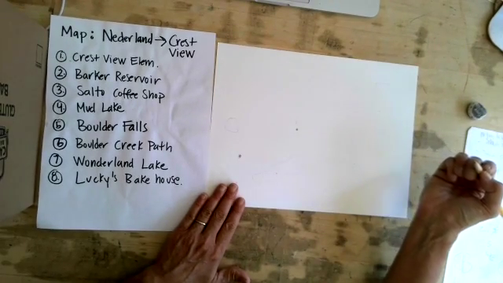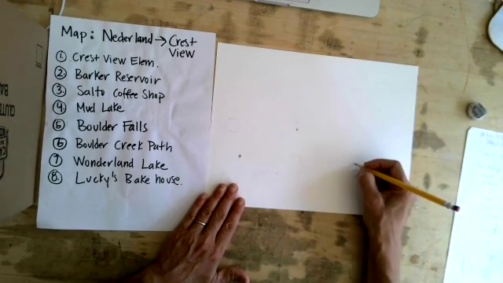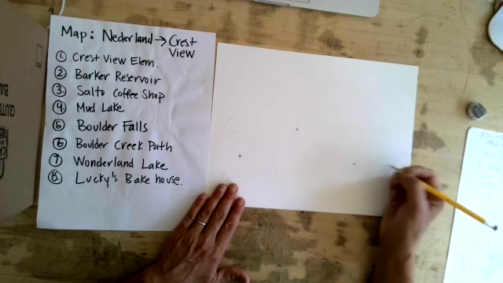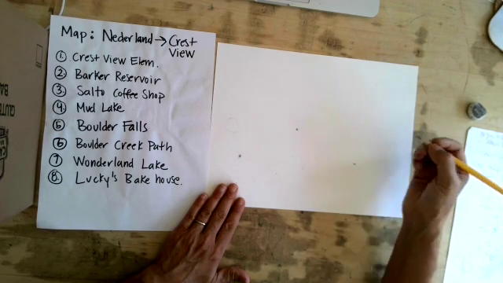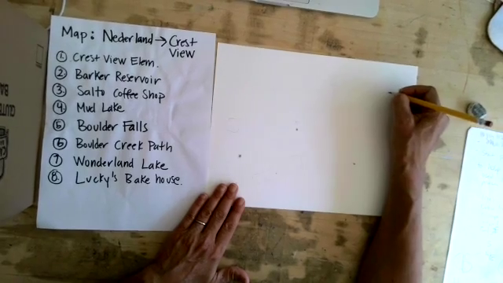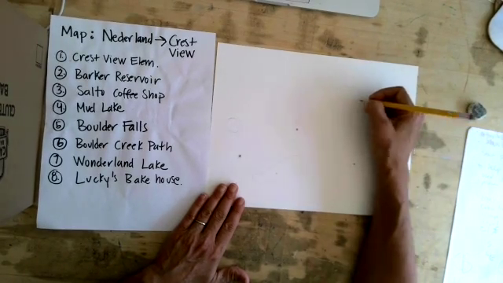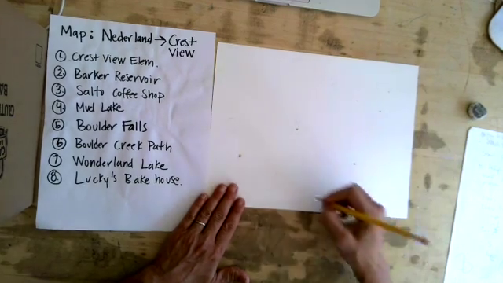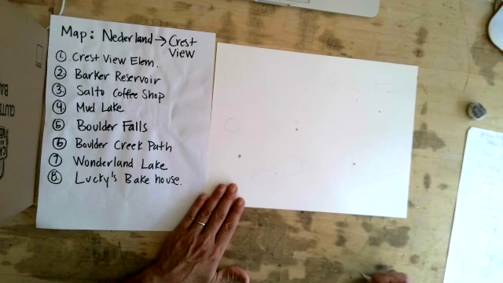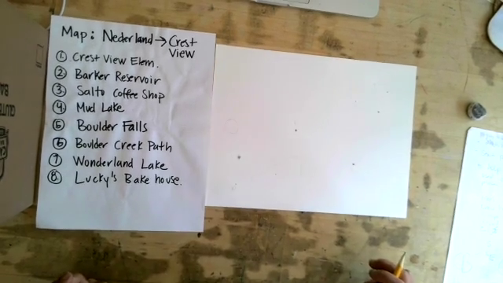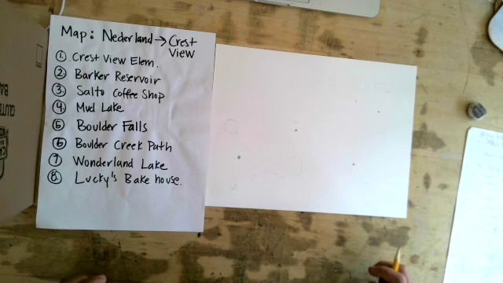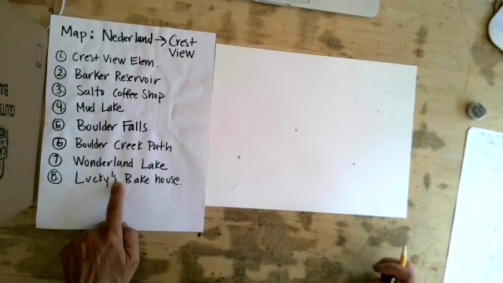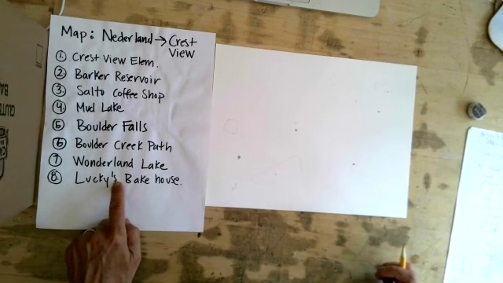And these don't have to be exact. Then I have the Boulder Creek Path right over here. Crestview Elementary is going to be here. Wonderland Lake right there. And Lucky's right about there. So I've plotted little points on my map where I'm going to be putting my icons. And that's what we're going to do next. We're going to add some icons, so just symbols, little drawings that represent these places. I'm going to start to do that next.